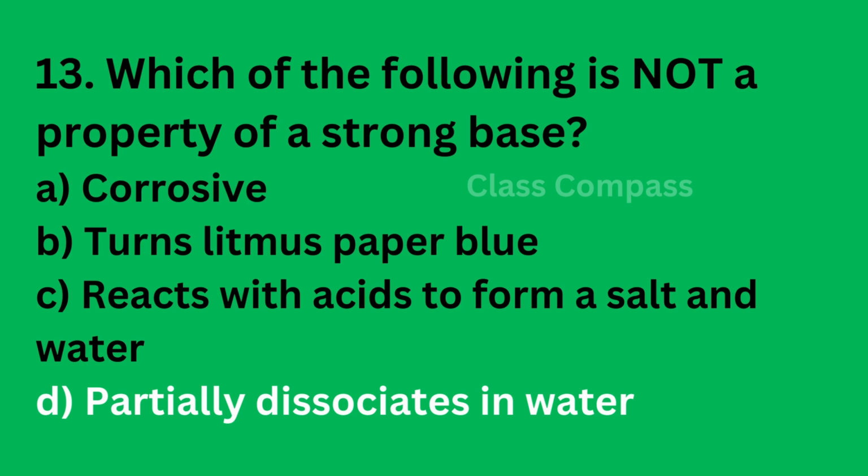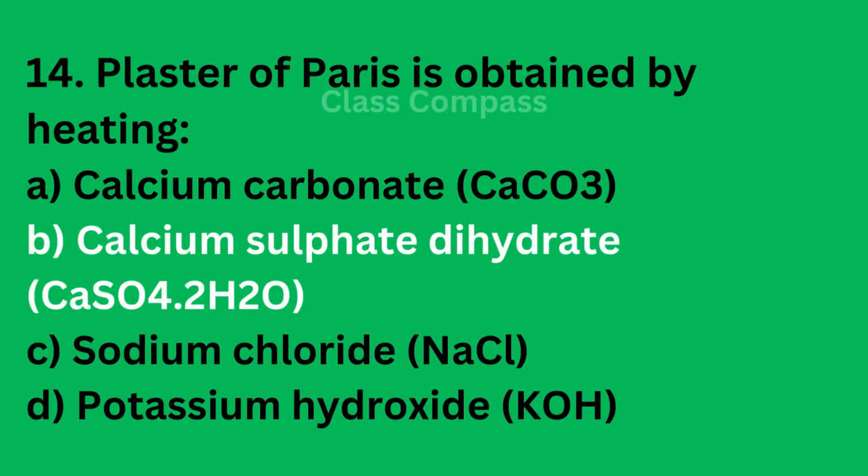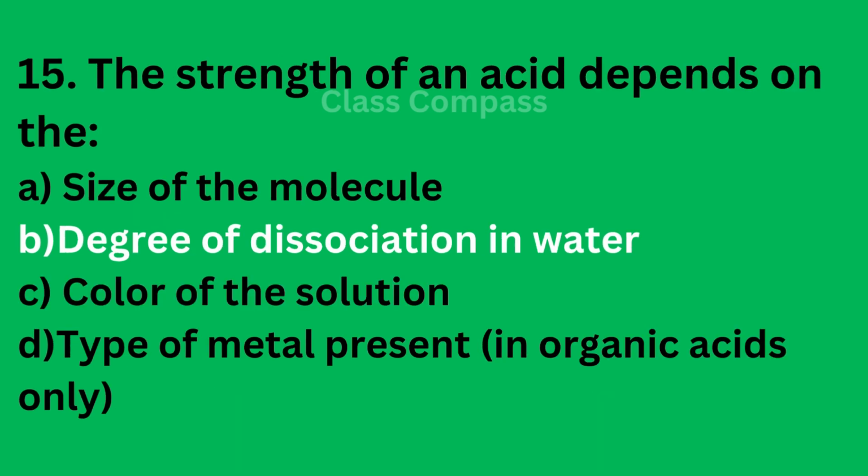Answer is D. 14. Plaster of Paris is obtained by heating A. Calcium carbonate, CaCO3. B. Calcium sulfate dihydrate, CaSO4.2H2O. C. Sodium chloride, NaCl. D. Potassium hydroxide, KOH. Answer is B. 15. The strength of an acid depends on the A. size of the molecule. B. Degree of dissociation in water. C. Color of the solution. D. Type of metal present in organic acids only.